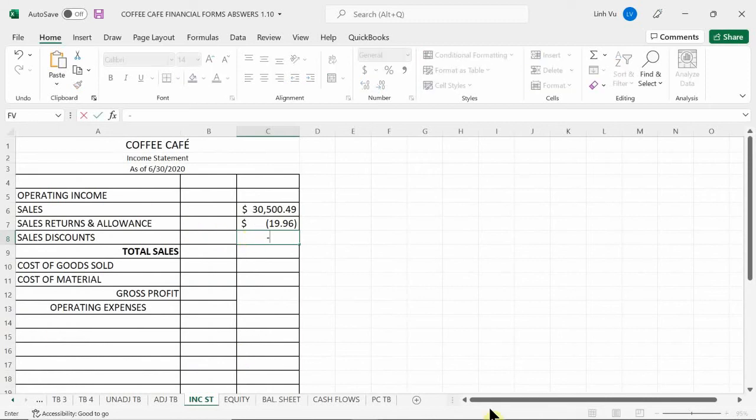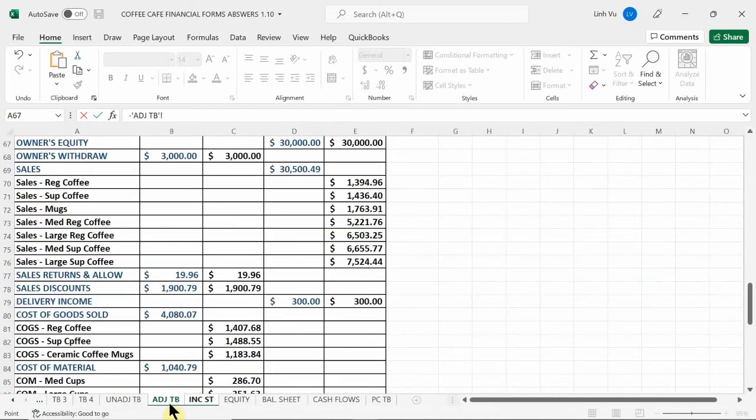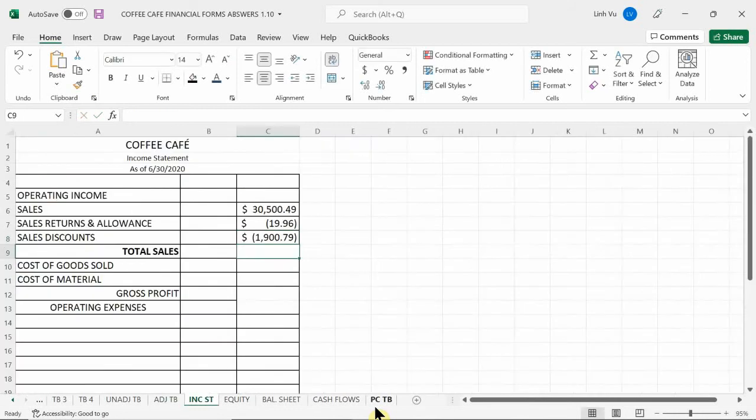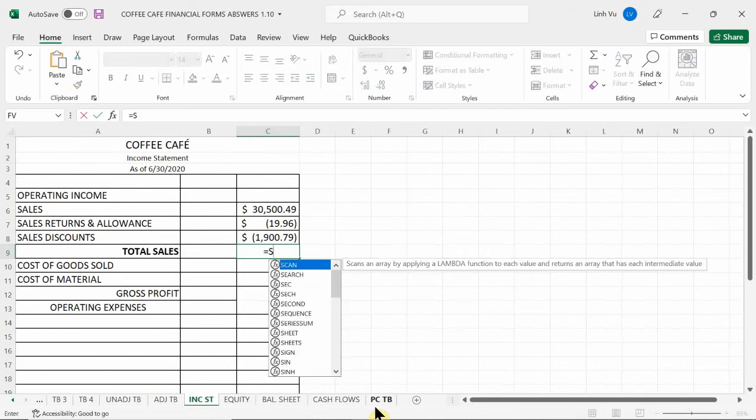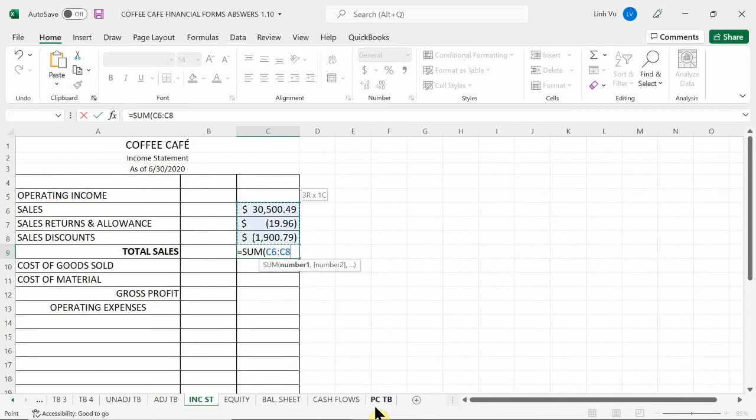Other things that also go against it is my sales discount, because I discounted the selling price. I sold my coffee for significantly cheaper. Therefore, I didn't generate all the income that I could have gotten if I didn't have my sales discount. I had a total of $1,900 worth of discounts. So I'm going to calculate my total amount of sales using my equals sum formula. I started out with total sales of $30,000, and I had to subtract $19.96 for my returns and subtract $1,900 worth of discounts. So what is my grand total amount of sales I've generated in the month of June?